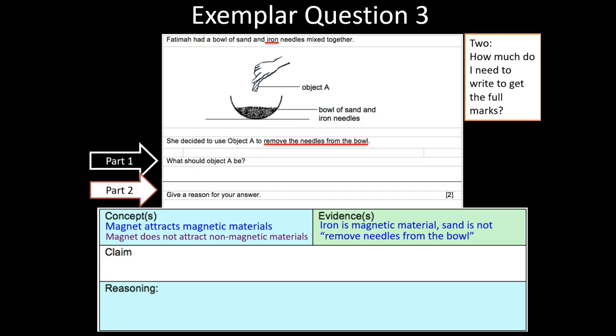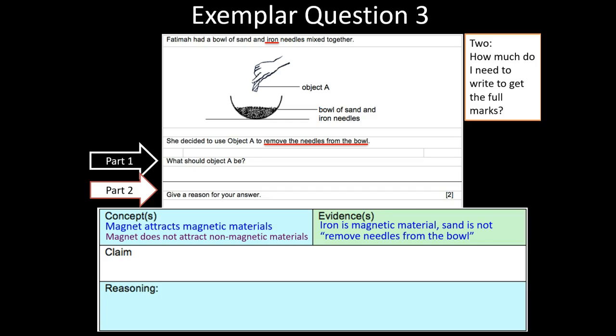For example, if you were to write in part 1 that object A should be a rubber eraser, which is clearly wrong, I'm sure you understand that no matter what you write for the second part of the answer, you will still get a 0. So what if you were to give part 1 correct, but leave the second part blank? You should also get a 0. Why? Marks are given in this question for part 2, give a reason for your explanation, for your justification, for your scientific reasoning. And without your reasoning, you don't get the marks.